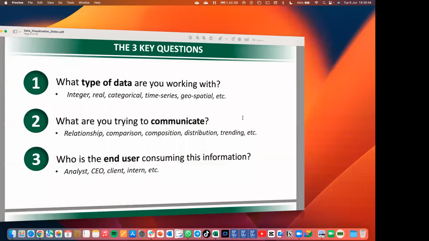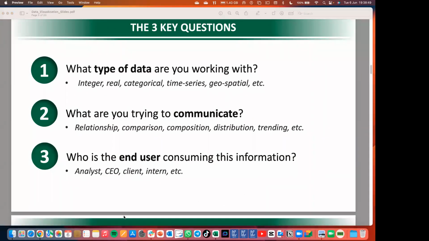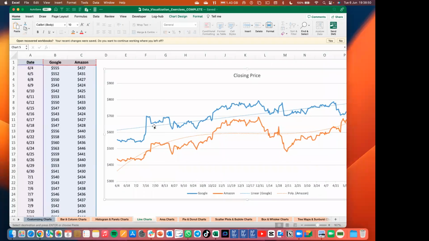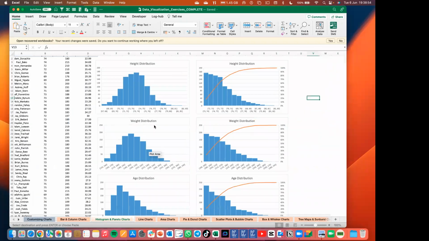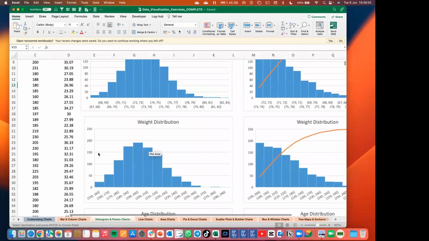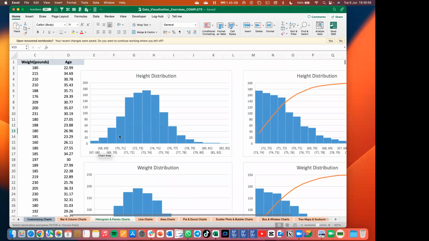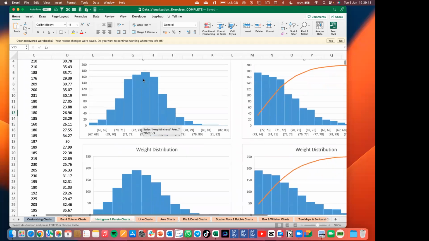Then for the distribution, you'll come here to the histogram and the Pareto chart. So you'll see between 67 and 68, this is it. Between this and this is it. That is the distribution. The audience will automatically tell that 73 and 74 are the highest. You have already told a story. There is nothing much you have to explain because it shows by itself.